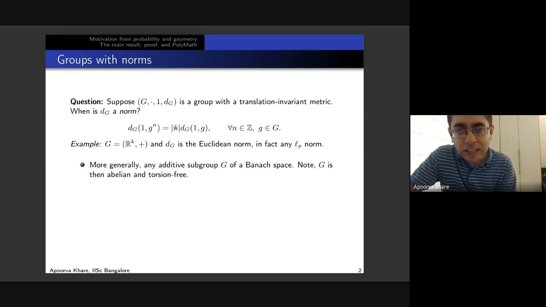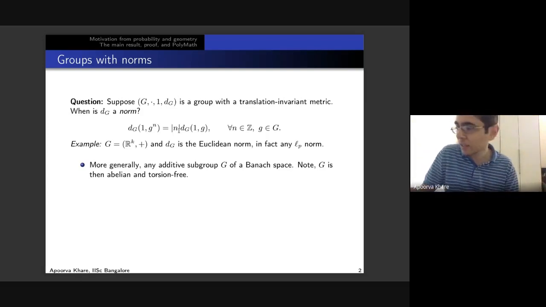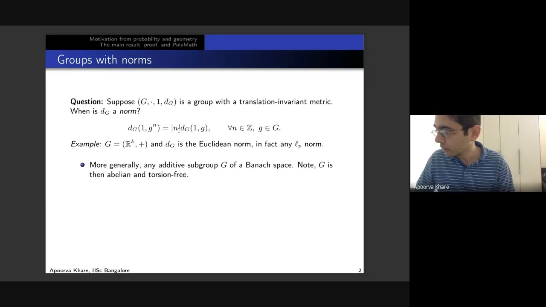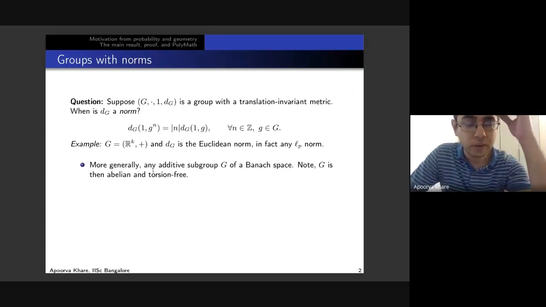Therefore, it is scaling invariant by integers. It may not be scaling invariant by real numbers because it's just an additive subgroup, but it is certainly closed under integer multiples because it's a subgroup. So any such thing has a translation invariant metric and a norm. Note that any such subgroup is abelian and torsion free.